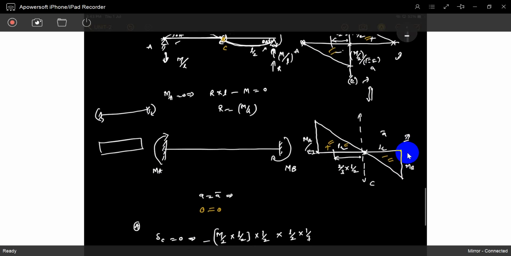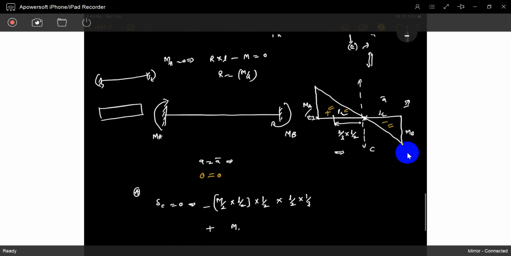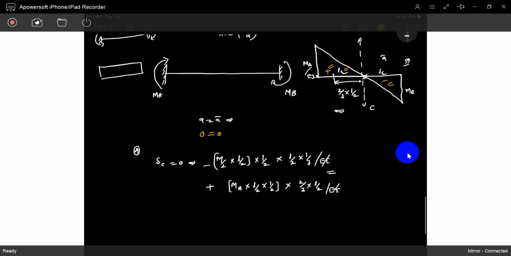So next thing, fixed end moments. What are the fixed end moments? MA into L by 2 into the area, so distance 2 by 3 of L by 2, is equal to 0. Is equal to 0 means both are equal. Understood? Both are equal, and this is divided by A, this is divided by A, so we can cancel it. So both are equal.